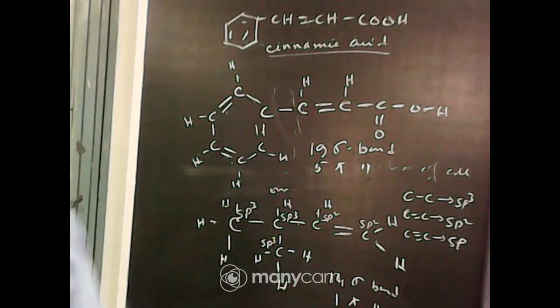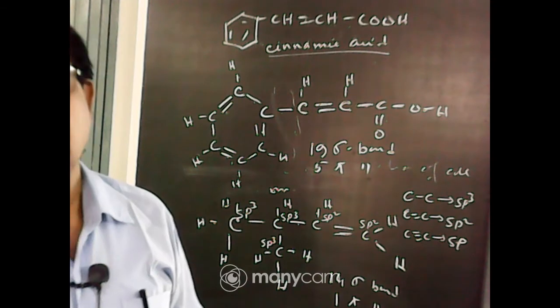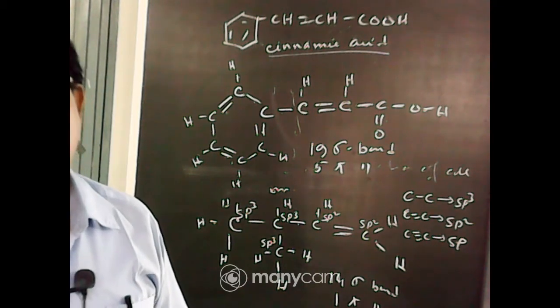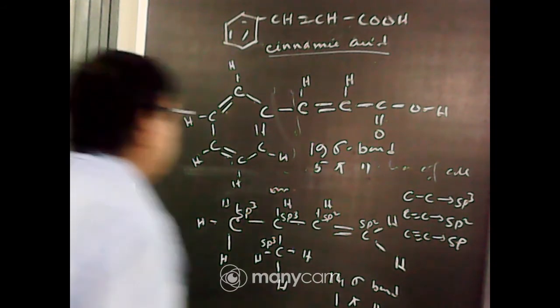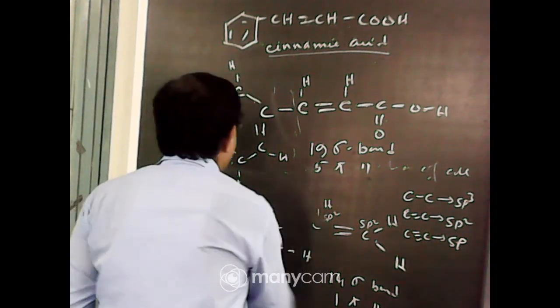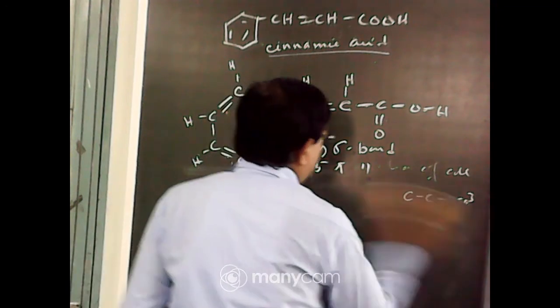Here you must remember that one benzene ring contains 12 sigma bonds and 3 pi bonds. So you can calculate this. In this way we can find out the number of sigma bonds and pi bonds.